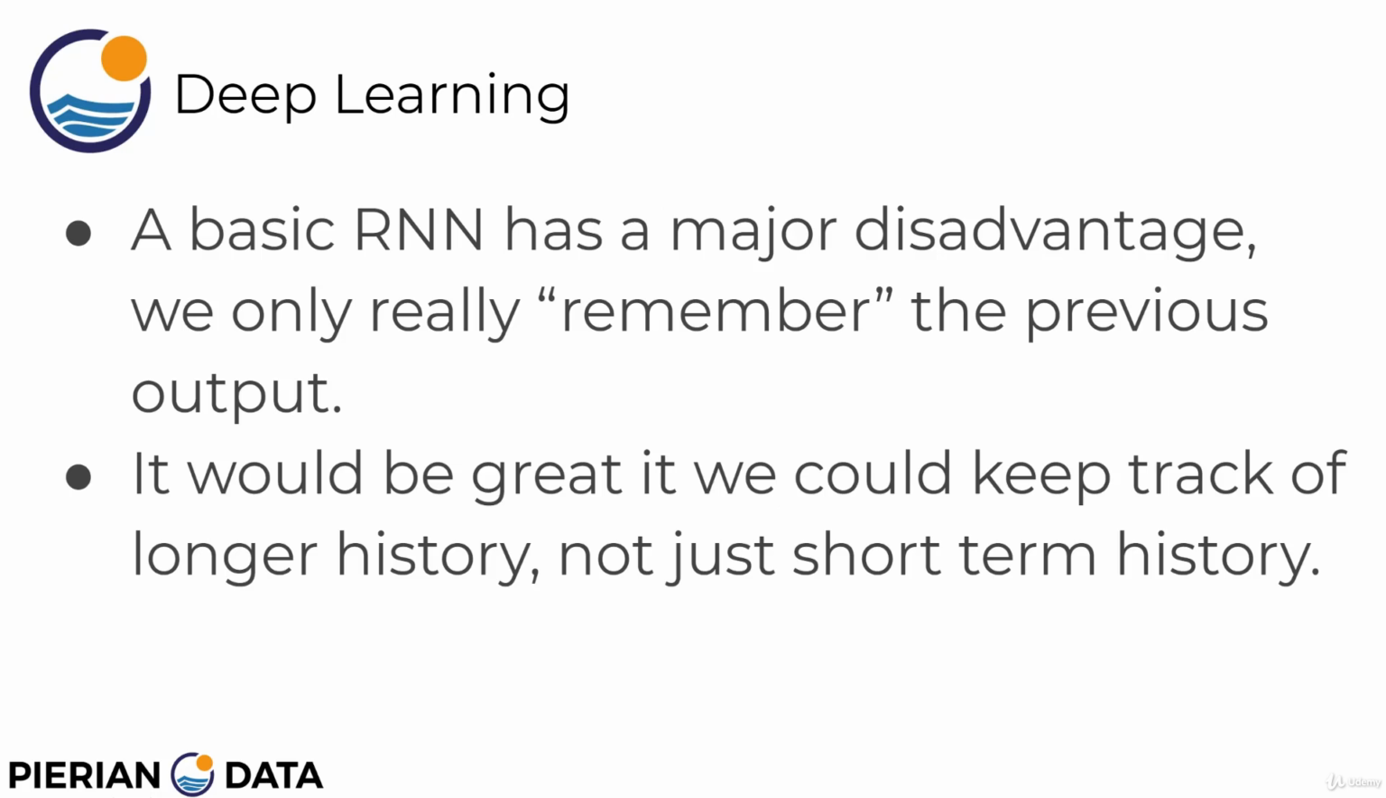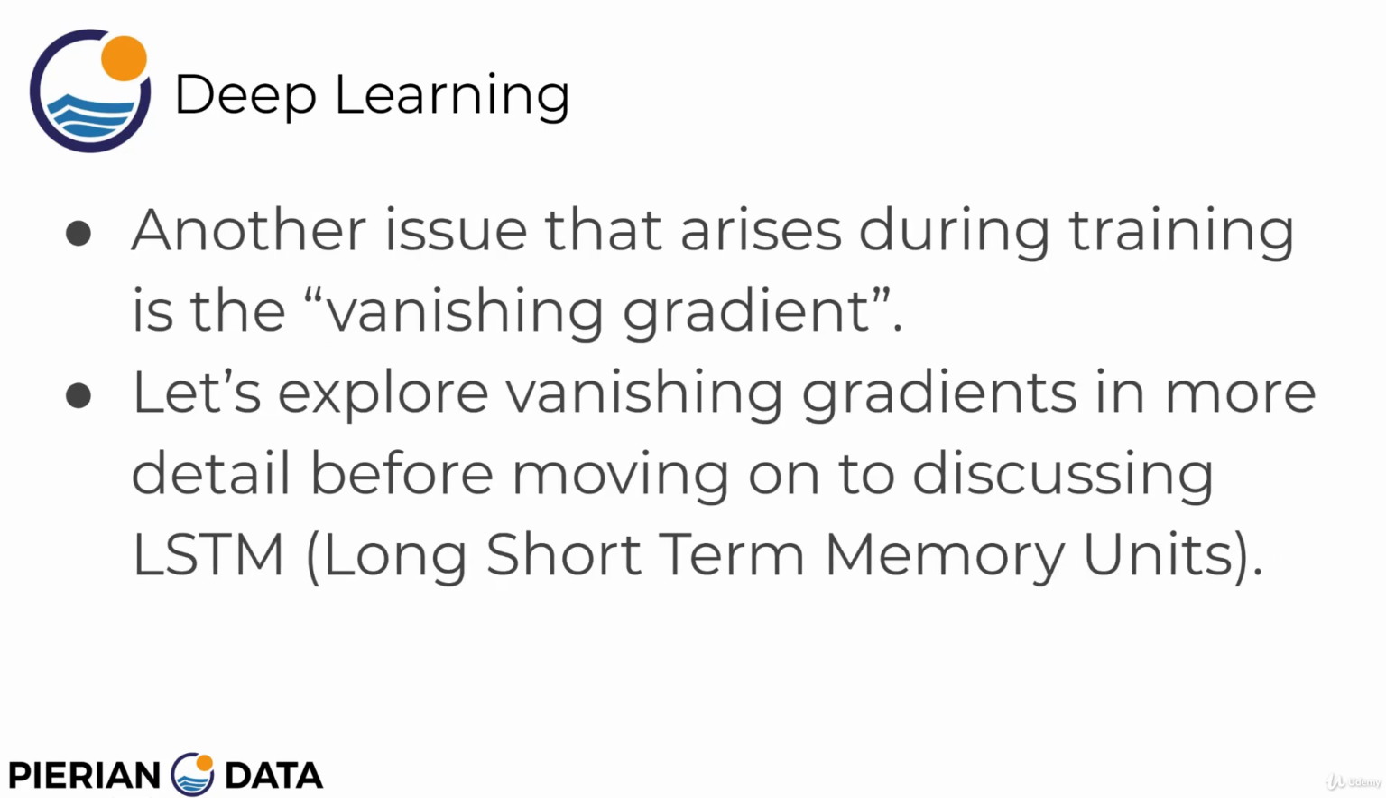A basic recurrent neural network also has a major disadvantage though. We only really remember the previous output. If we think back to that unrolled diagram, we were only feeding in the output of 1 time step into the past. And what happens is, if we have really long histories, we begin to start to forget the older historical samples, since we're only really looking at the output of the last previous t-1. And it would be really great if we could keep track of longer history, not just that short-term memory.